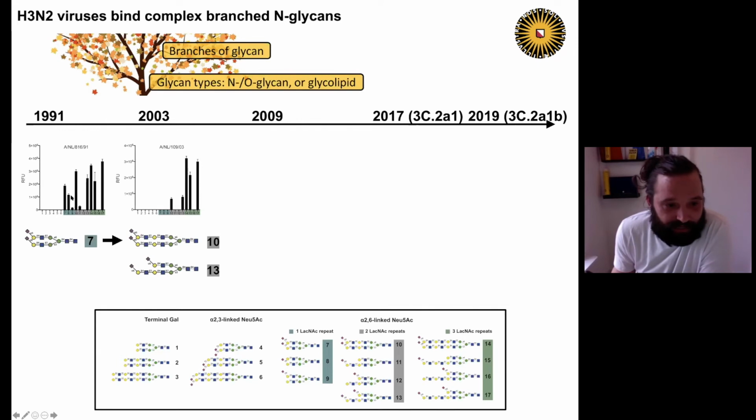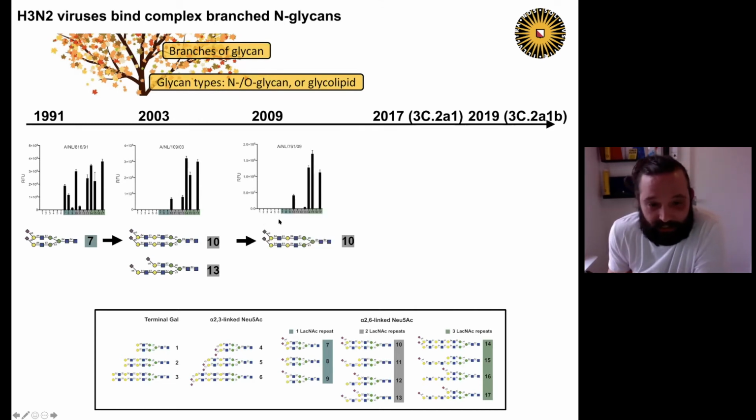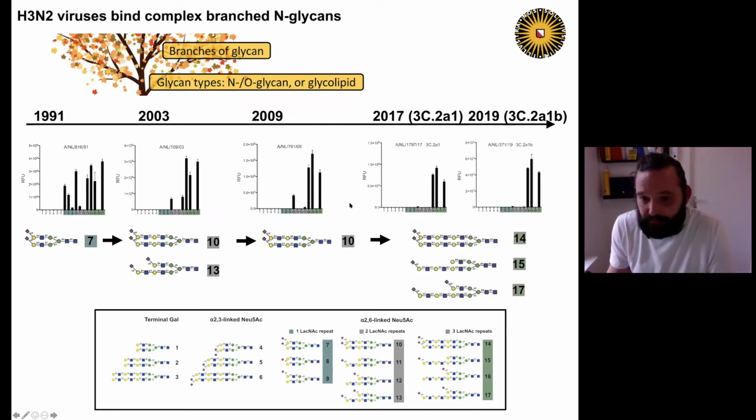In 2003, binding to this very simple N-glycan is lost, but it is still able to bind some N-glycans that only have 2 LacNAc repeats, and this is the whole array that we present here. In 2009, we can already see that glycan 13 is not bound anymore. Still some binding to glycan 10, 2 LacNAc repeats on both arms, but glycan structures 14, 15, and 17 are preferentially bound. And that's what we also saw for the viruses from 2017 and 2019.